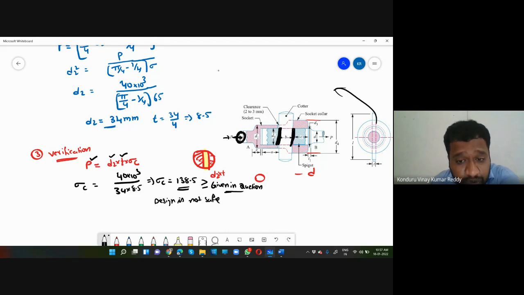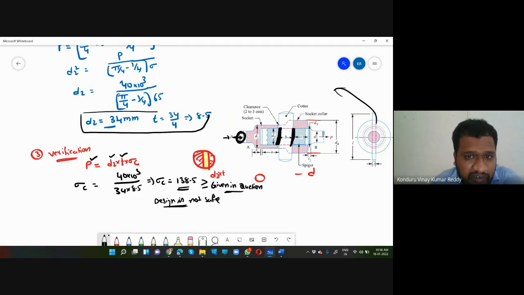Okay, so we have to find our D2 value and T value again. If this is satisfied, we can go with the D2 and T values which we have obtained from here. But unfortunately these values are not satisfying our answer, so again we have to find the D2 and T values.